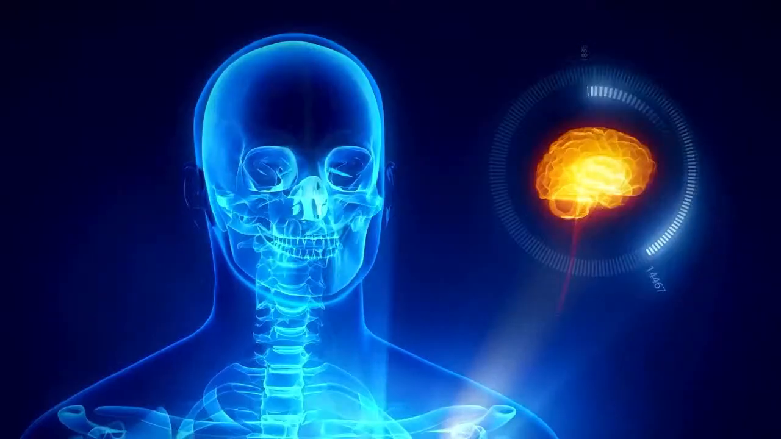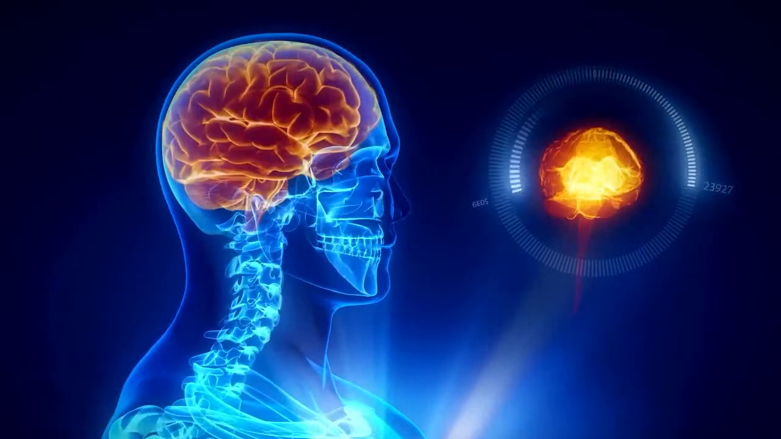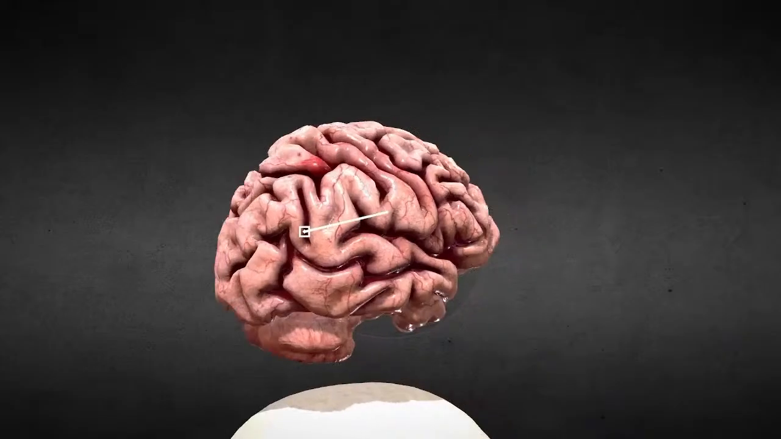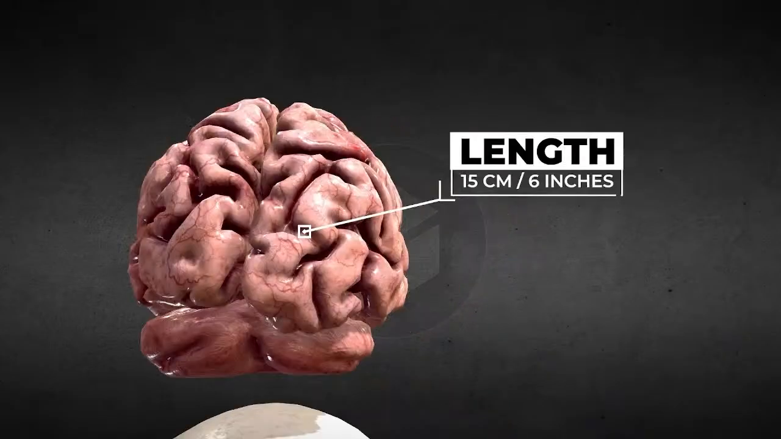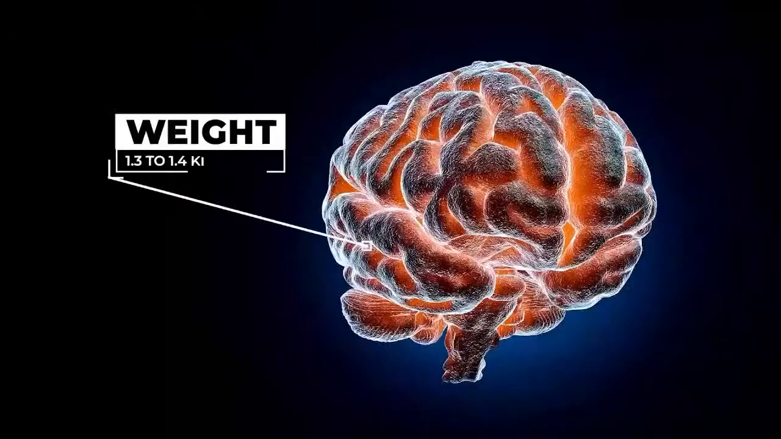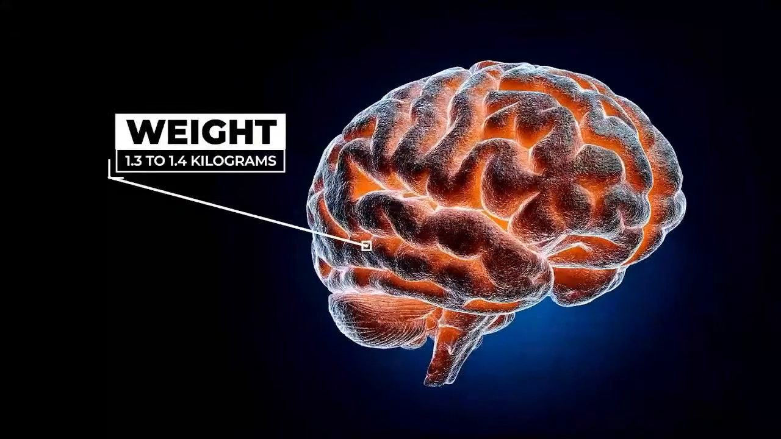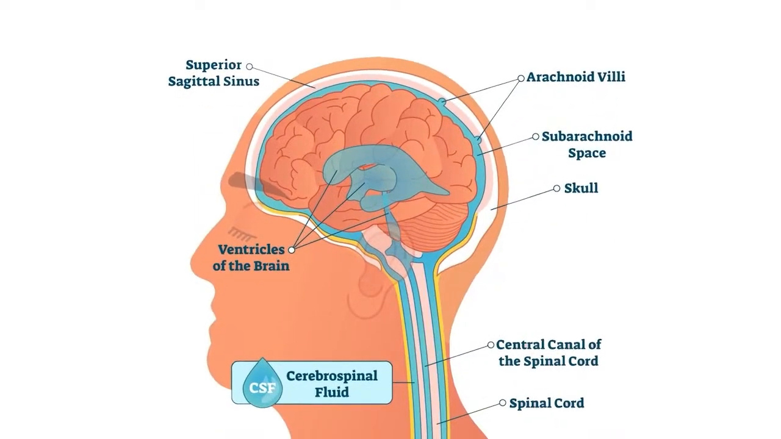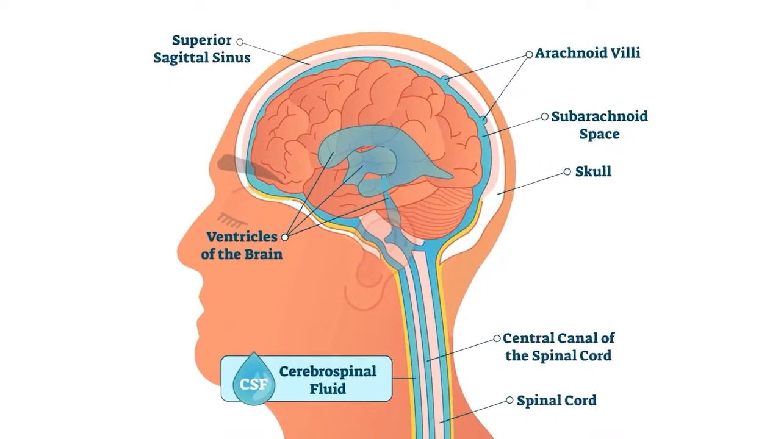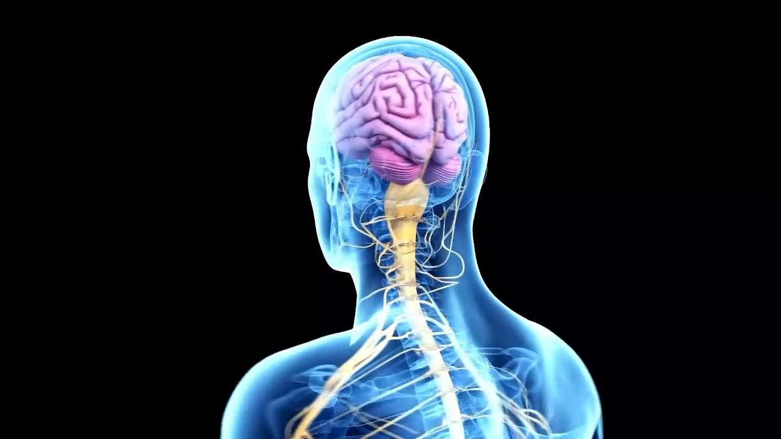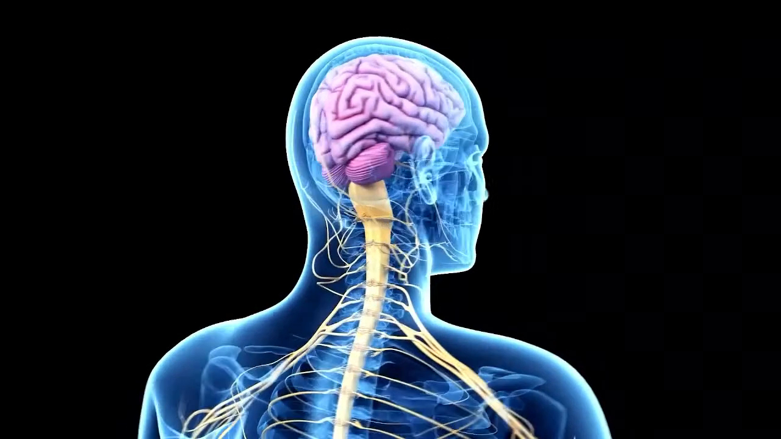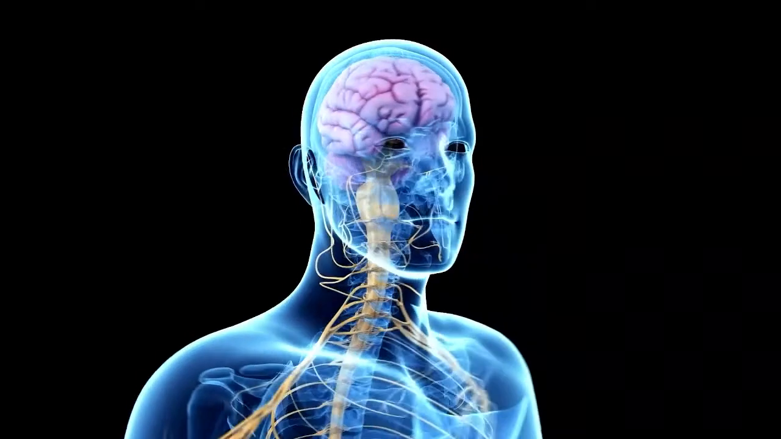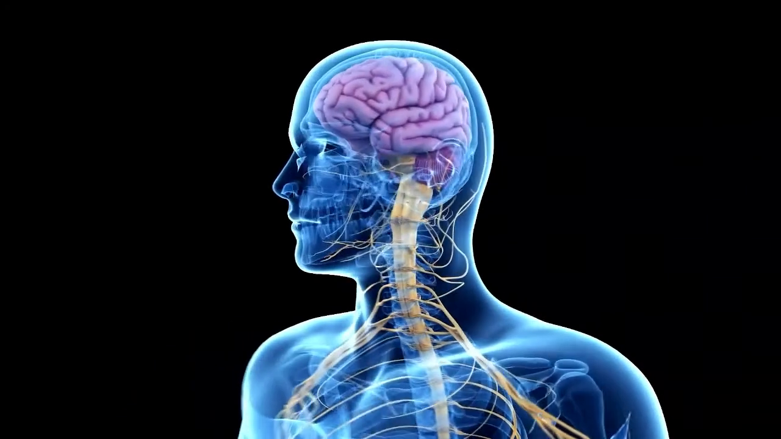An average adult human brain is about the size of a medium cauliflower, measuring roughly 15 centimeters or 6 inches in length. It typically weighs approximately 1.3 to 1.4 kilograms. It is surrounded and protected by cerebrospinal fluid which cushions the brain and helps to remove waste. Here is a brief overview of all parts of the brain. We will discuss every part in more detail later in the video.